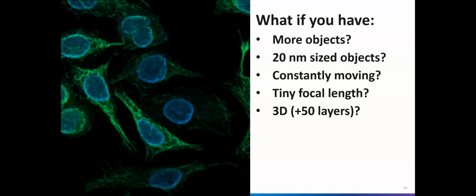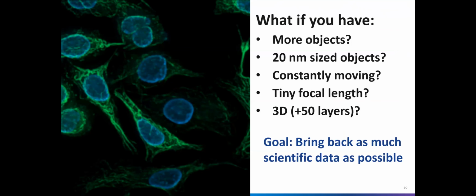It's like a square, or it's an orb, or it's some other form, and it's in 3D. So you need to have multiple pictures of that object to have it full in the image. And the goal is to bring back as much scientific data as possible.